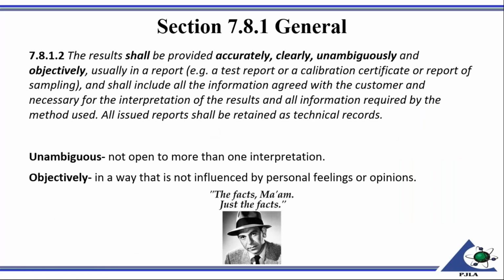Okay, section 7.8.1.2. The results shall be provided accurately, clearly, unambiguously, and objectively. This is important that those are met, usually in a report, e.g. a test report or a calibration certificate or a report of sampling. As we discussed previously, there's any number of names for these reports. And shall include all information agreed with the customer and necessary for the interpretation of the results and all information required by the method used.